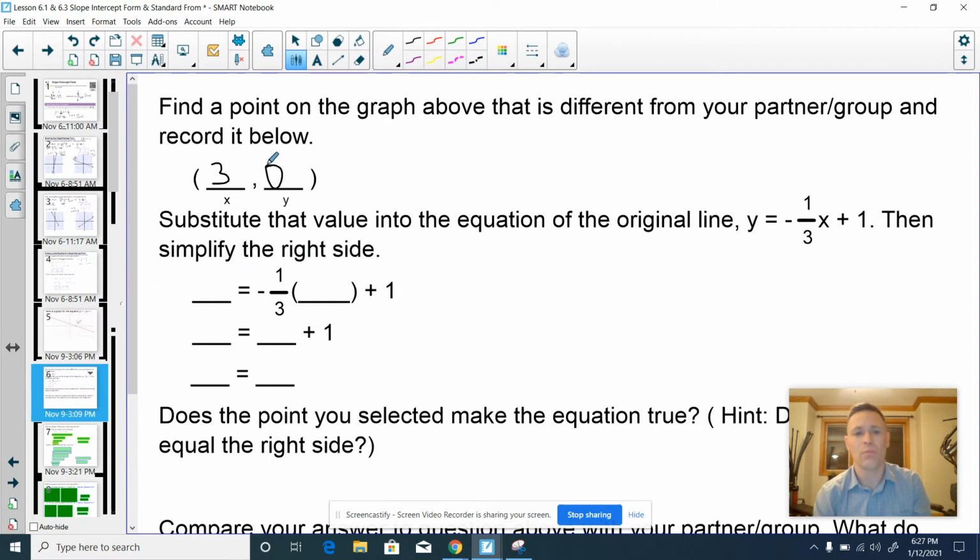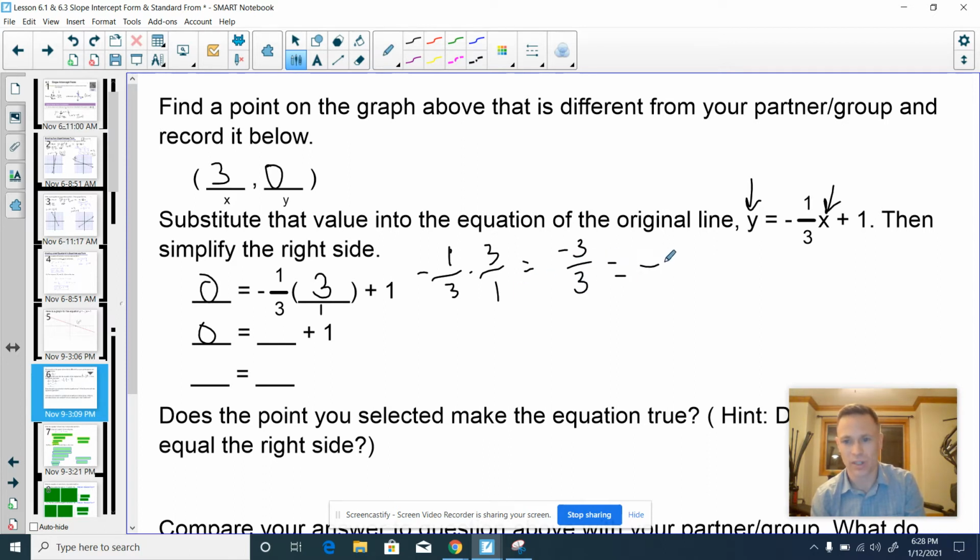So I'm going to do that. My y value is 0. Boom, it goes here. My x value is 3. It goes here. I'm just literally putting those values in for x and y. Then I start simplifying stuff. So I got 0 is equal to, and then if I take -1/3 times 3/1, I'm going to do the little math over here. If I multiply fractions, numerator times numerator gives me -3 over denominator times denominator gives me 3, which gives me -1. So -1 goes here. Now I just have to simplify the right-hand side a little bit. -1 plus 1 gives me 0.